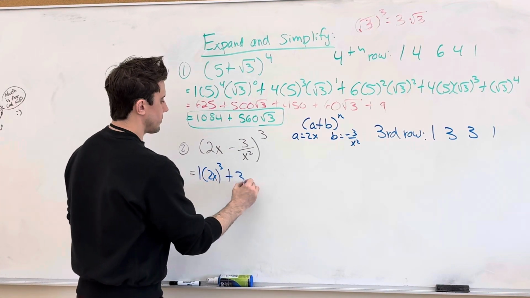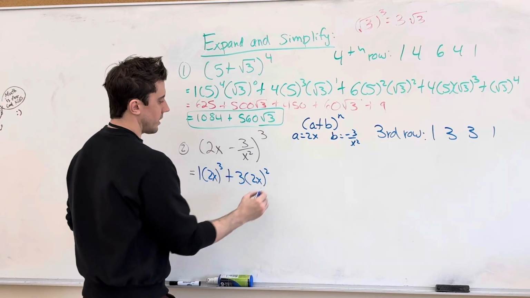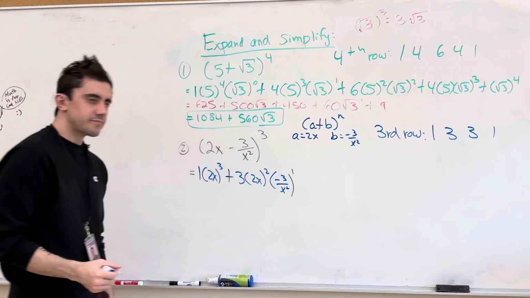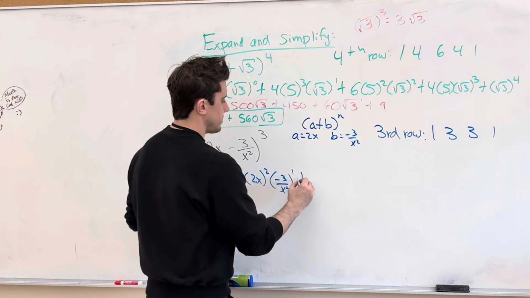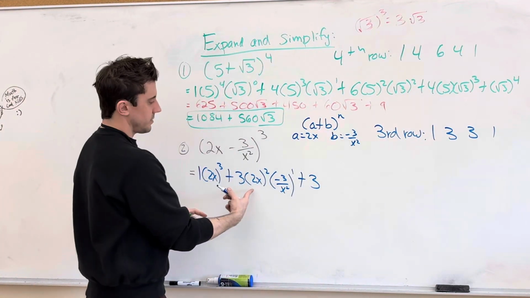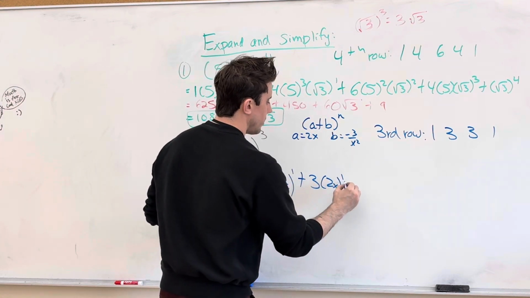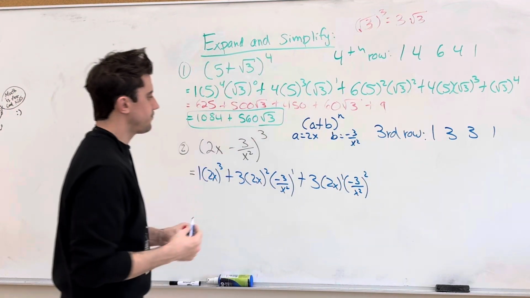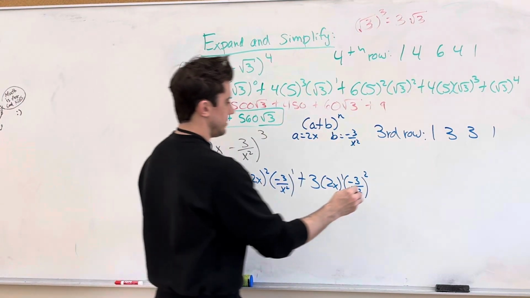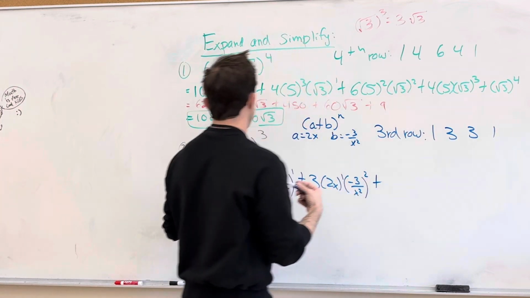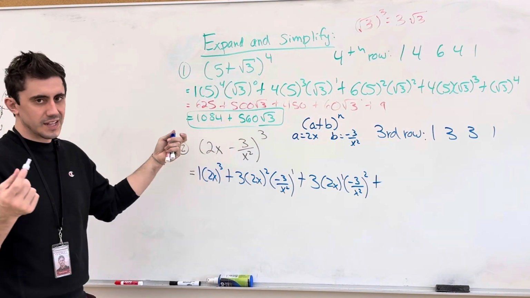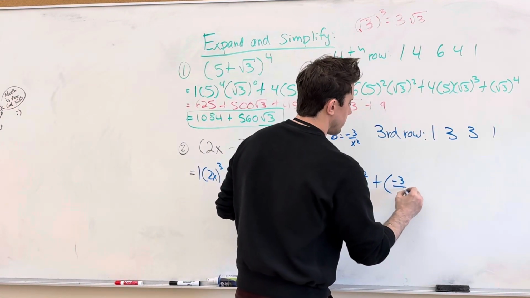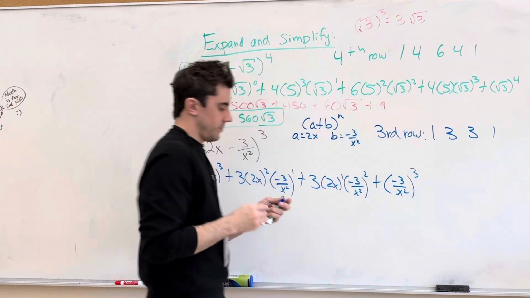Then we'll have plus 3 times 2x squared times negative 3 over x squared to the power of 1, right? Plus 3 again, so plus 3 now we have 2x to the power of 1 and negative 3 over x squared to the power of 2. And last but not least, we have plus 1 times 2x to the power of 0. That's just 1, so I'll omit it. And negative 3 over x squared to the power of 3.